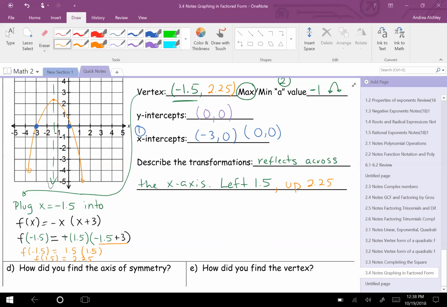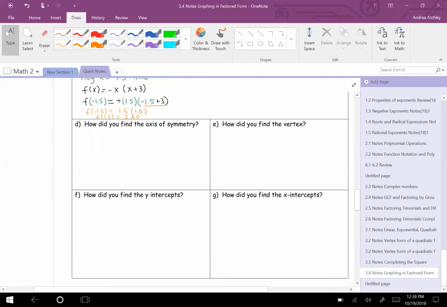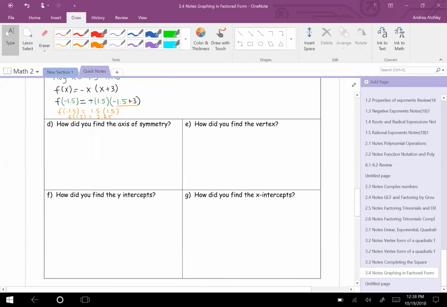Okay, in your own words, I would like you guys to answer. Tell yourself how you're going to find those different things. You might start with G first. How did you find the x-intercepts? Because that's what we normally started with. Okay, just give yourself a little cheat sheet that reminds you how to do that. What did we do?